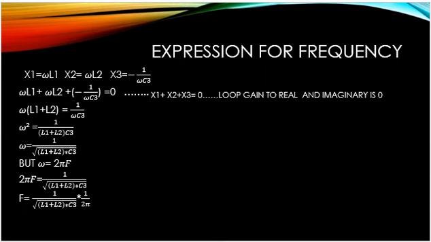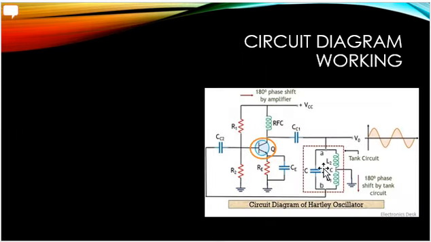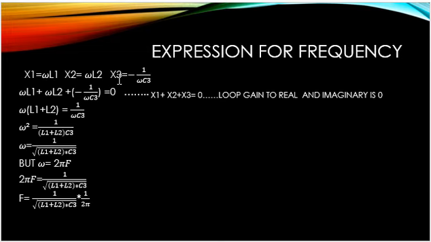As you know, in the tank circuit we have a total of 3 parameters, which we'll name x1, x2 and x3. x1 is equal to omega L1 inductor, x2 is equal to omega L2 inductor, x3 is the capacitor across it. So the capacitor will have the reactance minus 1 upon omega C3, because the capacitor gives negative reactance. As we know, x1 plus x2 plus x3 in the tank circuit is equal to 0, because the loop gain's real and imaginary term is 0. So we'll write the same expression: x1 plus x2 plus x3 is equal to 0.